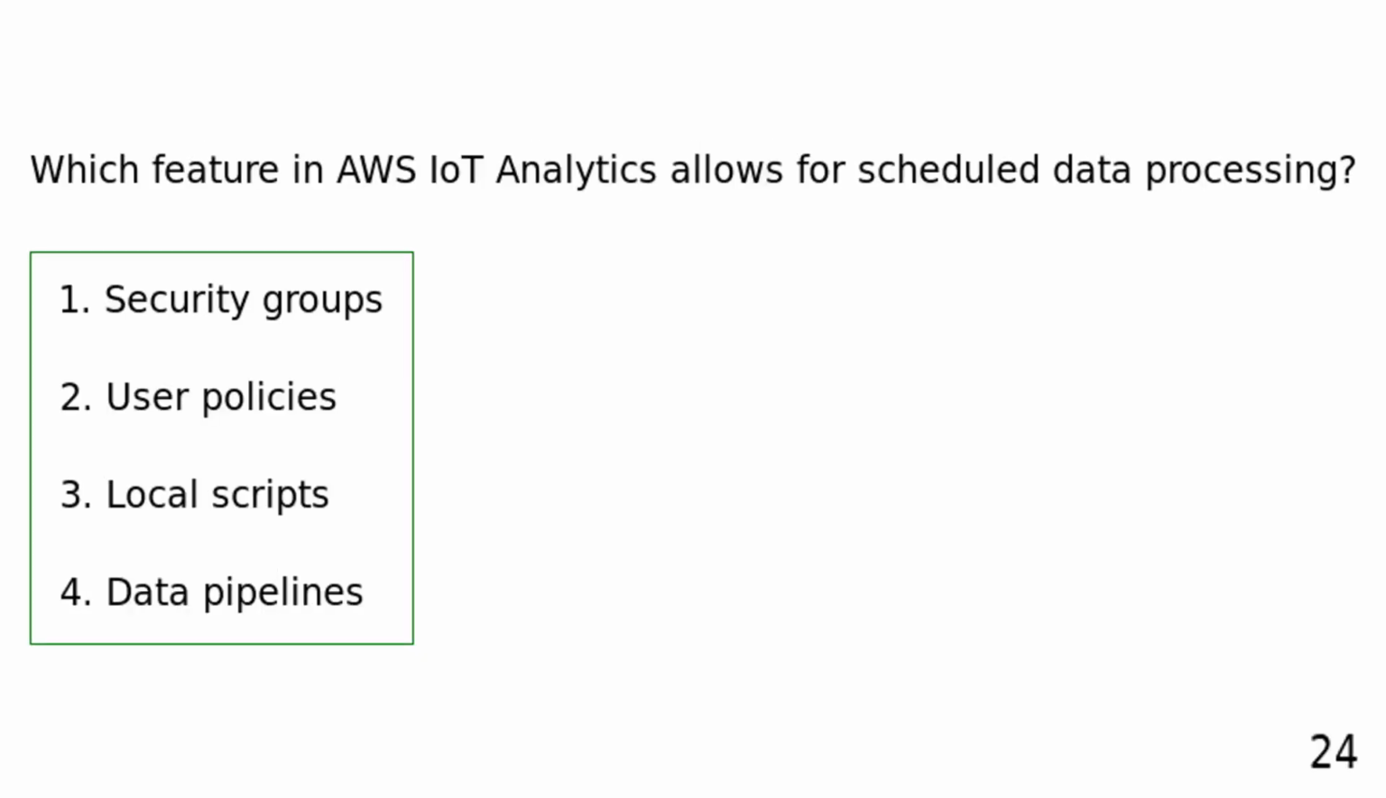Which feature in AWS IoT Analytics allows for scheduled data processing? Security groups, user policies, local scripts, data pipelines.